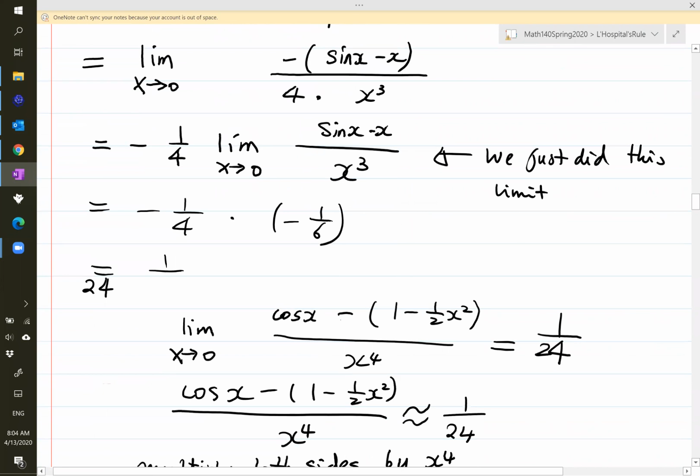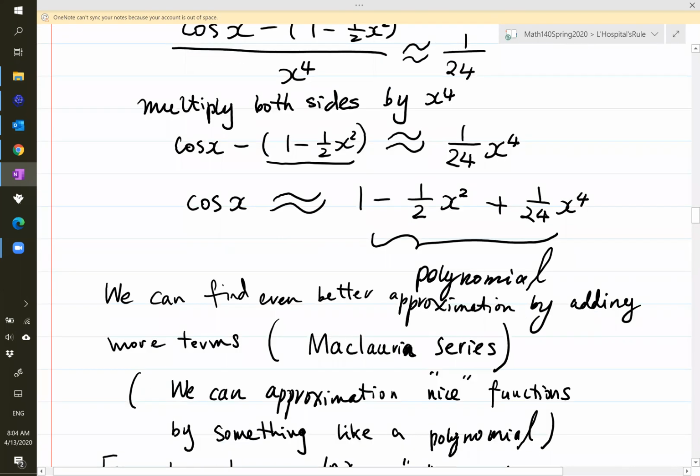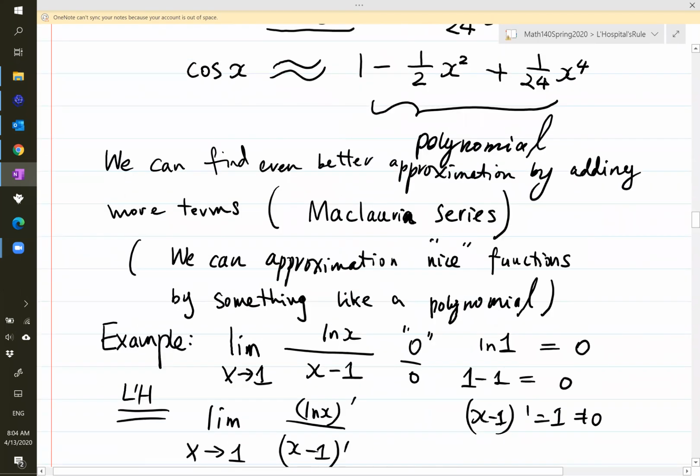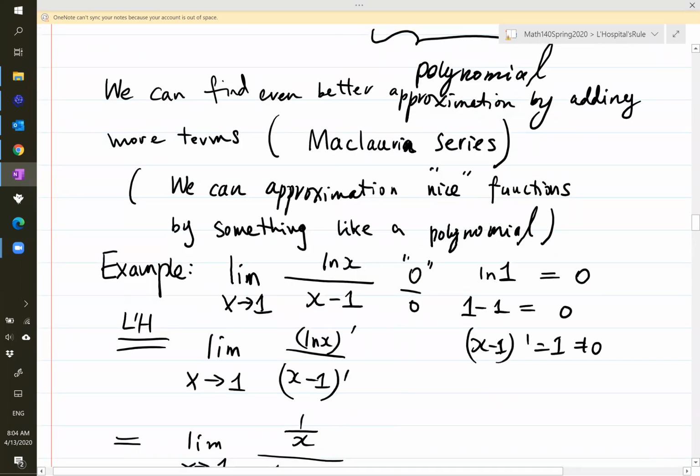So we can get an algebraic representation of sine and cosine x, approximated in an algebraic manner. If you study calculus 2, you will have a better chance to appreciate this idea, namely approximating a function by polynomials.